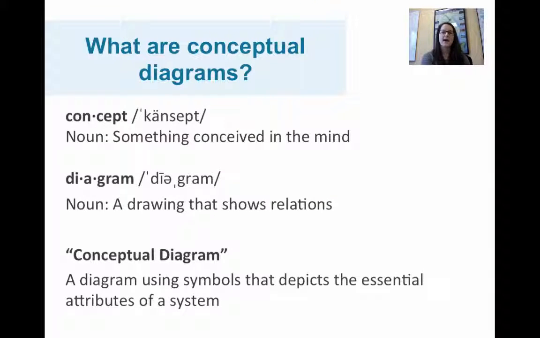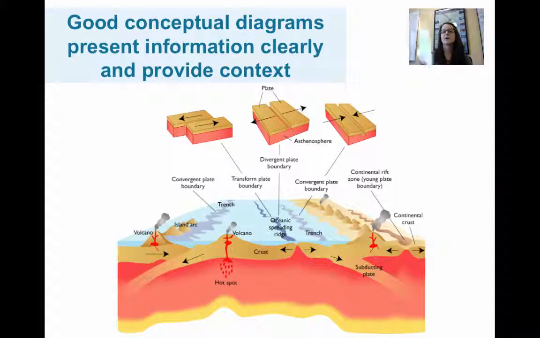Just to take a step back and look at the Webster's Dictionary definitions: a concept is something conceived in the mind, and a diagram is a drawing that shows relations. If we put that together, we have a conceptual diagram, which is a diagram that uses symbols to depict the essential attributes of a system. Conceptual diagrams are effective when they present information clearly and provide context. This is a conceptual diagram that I'm sure many of you are familiar with, illustrating plate tectonics, and it's providing context by having that within the Earth's crust.